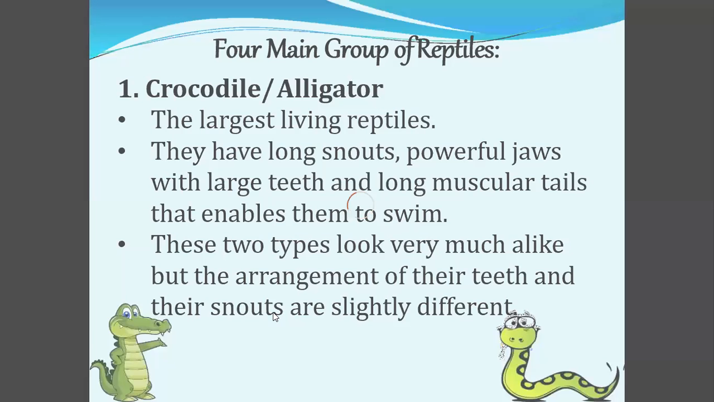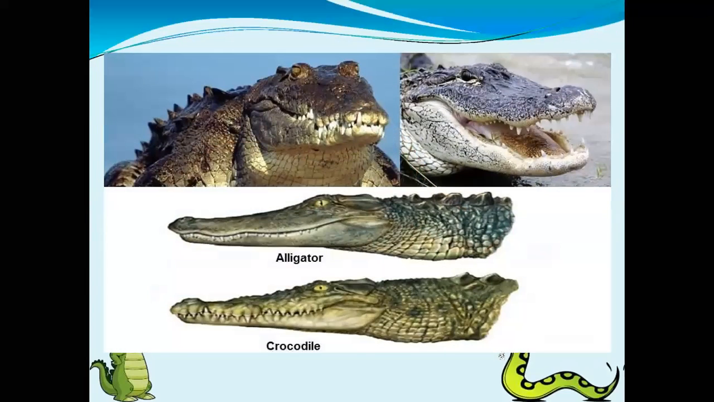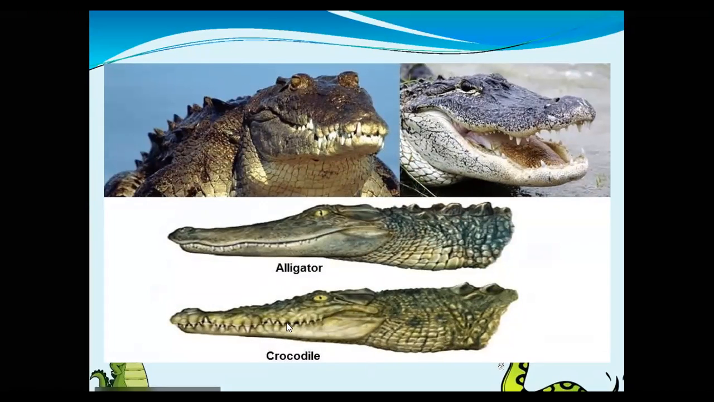Look here. You can see alligator and crocodile. The structure of teeth in the alligator is very pointy, thorn-like. But the teeth of the crocodile are like a saw, a zigzag saw. Saw means karoti.